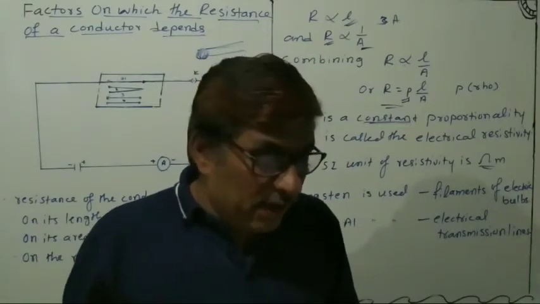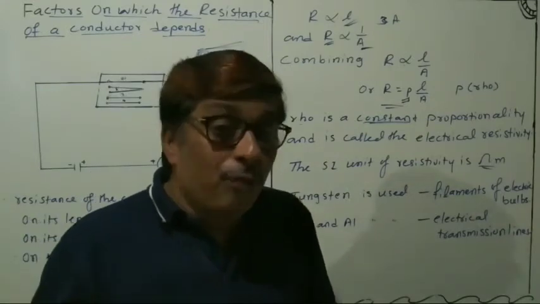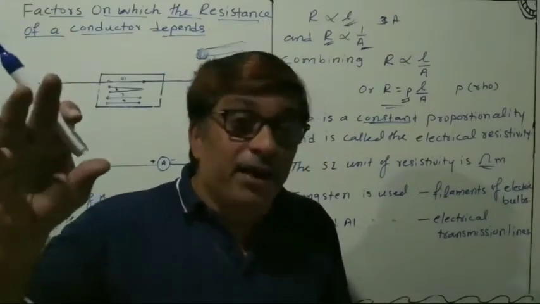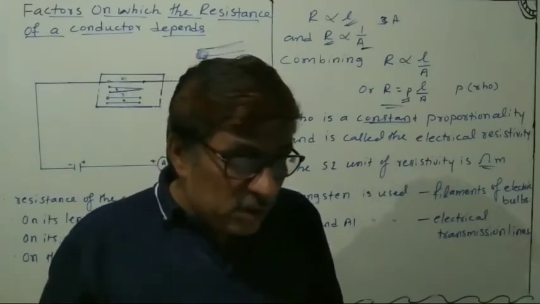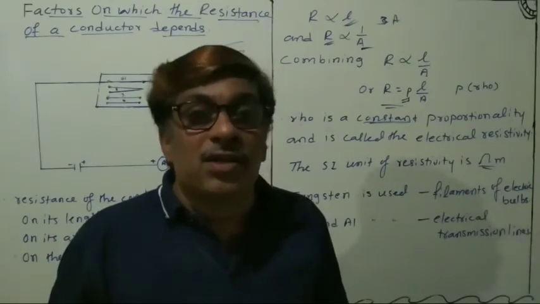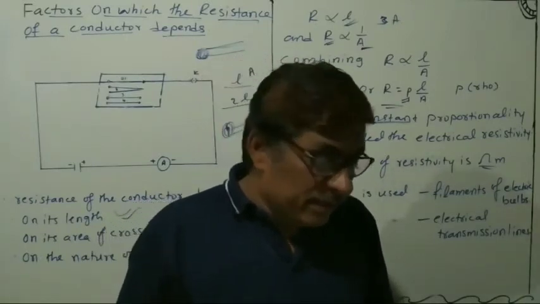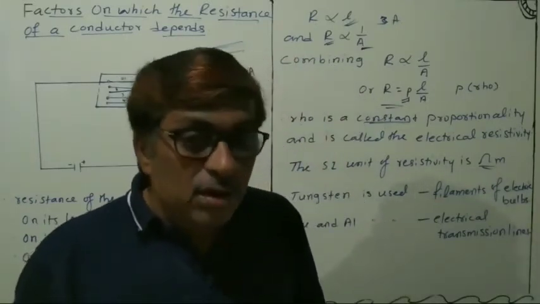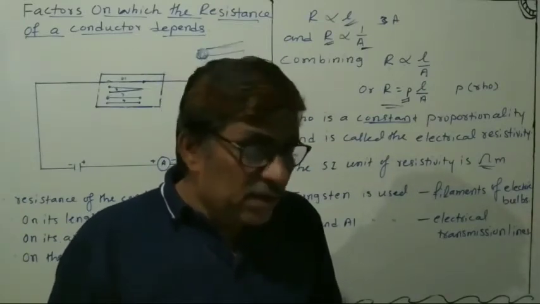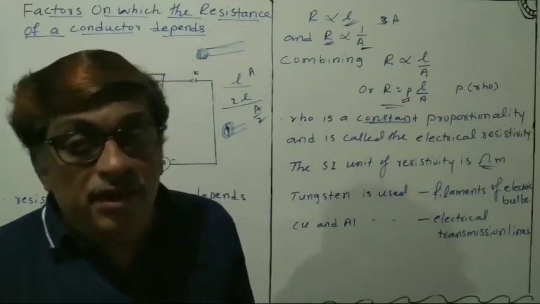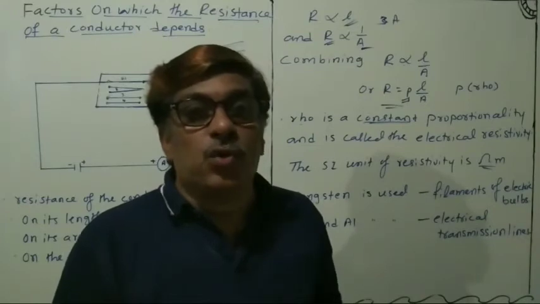Insulators like rubber and glass have resistivity of the order of 10 raised to 12 to 10 raised to 17 ohm meter. When the resistivity is more, the material behaves like an insulator, or a bad conductor. Both the resistance and resistivity of a material vary with temperature.